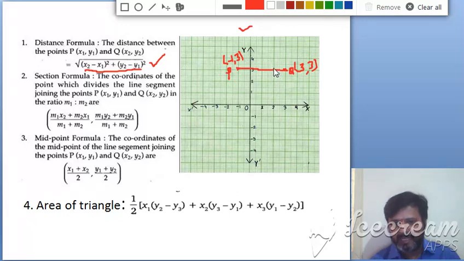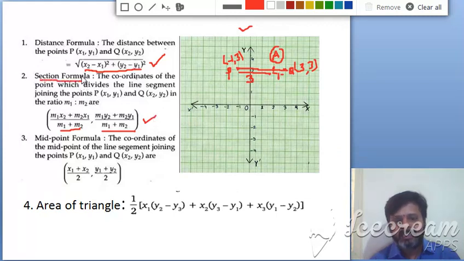And if I take a point A in between the line segment P and Q, and this point A is dividing the line segment in the ratio 3:1. To find coordinate A, which divides the line segment in the ratio 3:1, is solved using the formula m1 x2 plus m2 x1 by m1 plus m2 and m1 y2 plus m2 y1 by m1 plus m2. This is also called section formula.